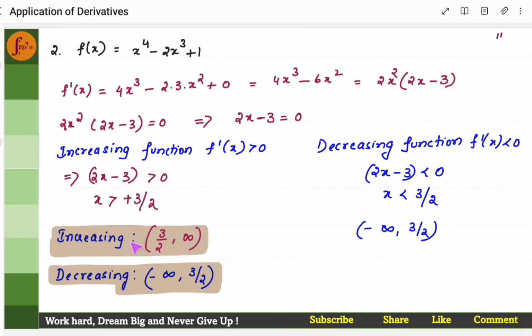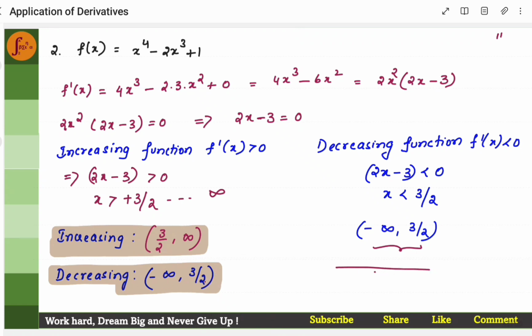So, the function is increasing when x is greater than 3 by 2. Greater than 3 by 2 means it can go till infinity, so 3 by 2 till infinity. Similarly, for decreasing, derivative function is less than 0. So, 2x minus 3 is less than 0, which means x is less than 3 by 2. So anything less than 3 by 2 goes till minus infinity, right? So, decreasing at minus infinity to 3 by 2.